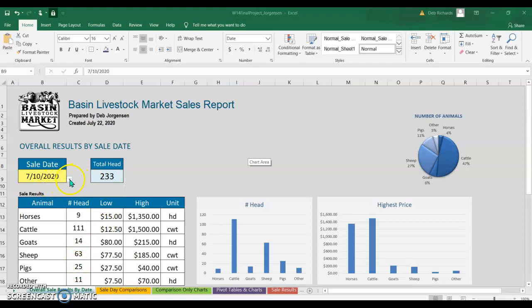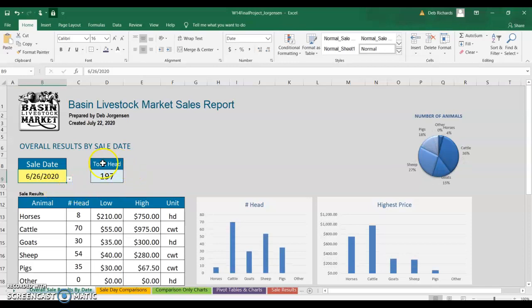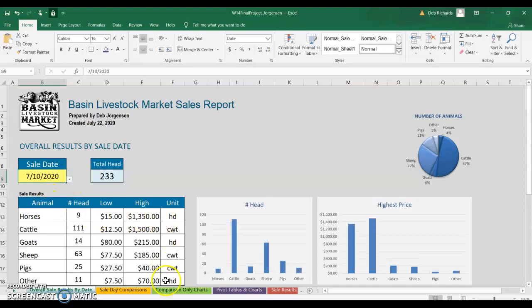So if I click right here, let's say I would like to view June 26th sale day. So it tells me the total number of head, tells me the high and the low for horses that day, and the unit is whether it was per head or per pound. CWT is auction term for pound. And it tells me on each type of animal. So as you can see, I can click on another sale day, and those are results for that day.